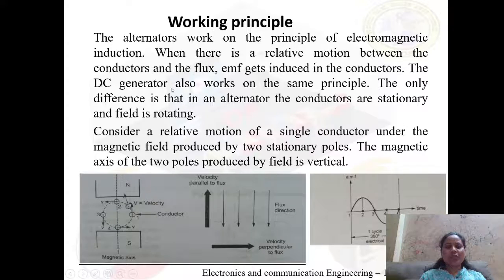We also know that the DC generator works on the same principle. The only difference is that in the alternator the conductors are stationary and the field is a rotating type, whereas in the case of a DC generator the conductor will be rotating and the field will be static.